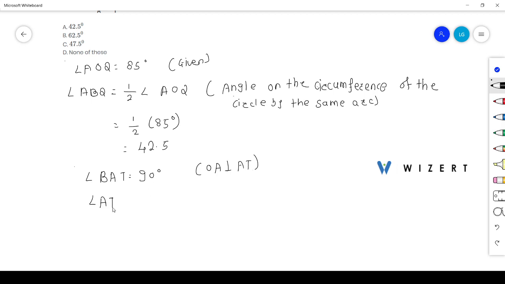So angle ATQ equals 90 degrees minus 42.5, that is 47.5 degrees. So our correct option is option C.